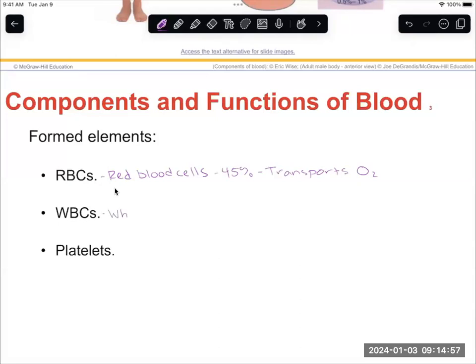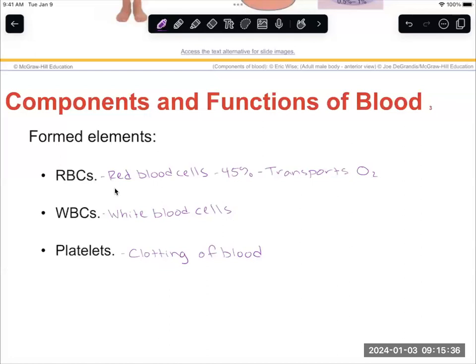WBCs, these are our white blood cells. Our white blood cells are active against different infections, against allergy responses. They're the ones that are acting up. They work with our immune system. And then platelets, these are responsible for clotting of our blood.